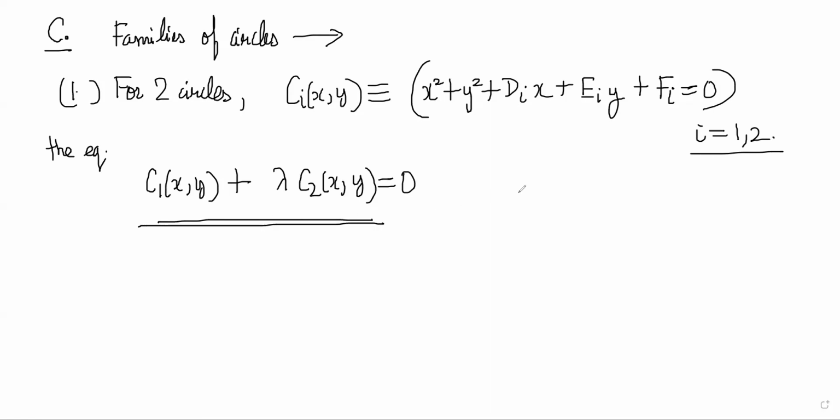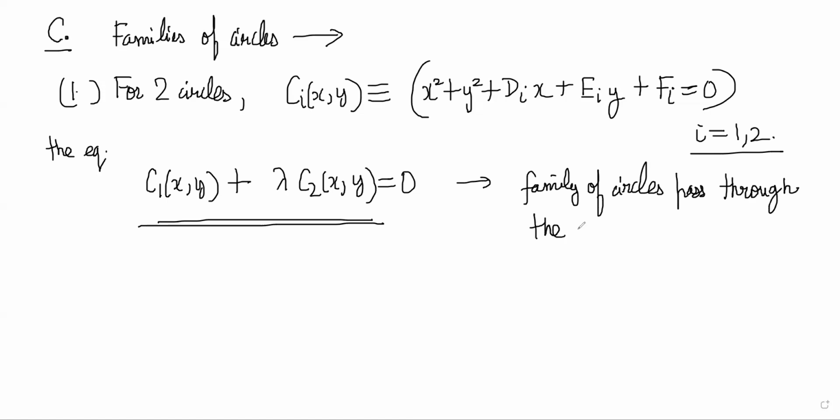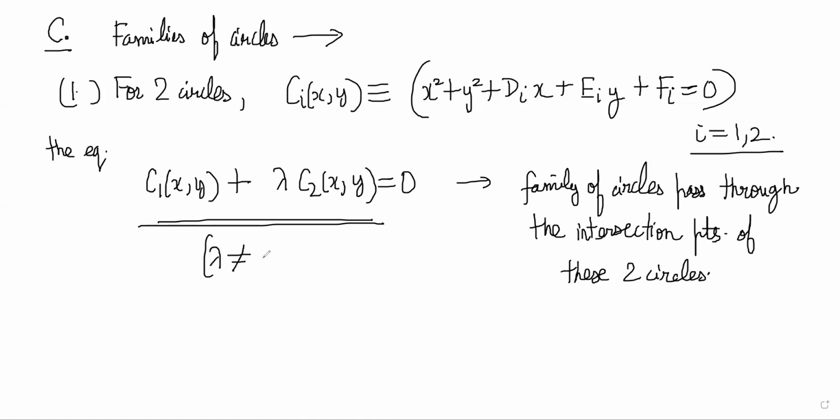What is the meaning of this equation? This is the family of circles that pass through the intersection points of these two circles. Now that is true only if lambda is not equal to -1. If lambda is not equal to -1, this overall equation will be the equation of a family of circles that pass through the intersection points of these two circles.